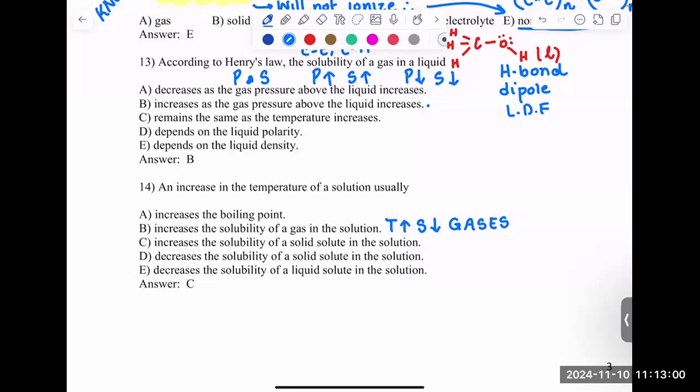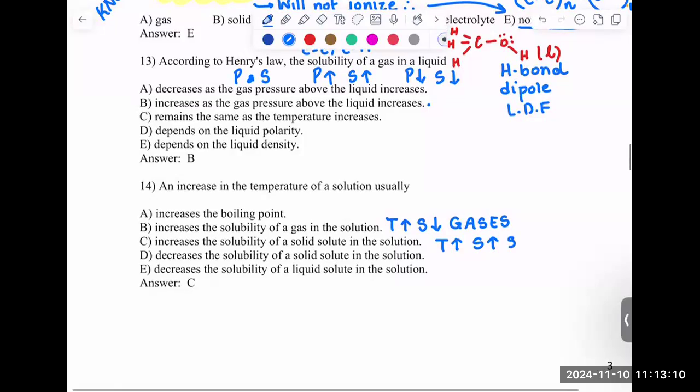Increase in the solubility of the solid solute. That is right. For the gas, for the solids, it's opposite. Increase in the temperature, the solubility increases. So this is for the solids. This is a very clear difference. Decrease in the solubility, no. This is the relationship that you need to know. So this is the answer.